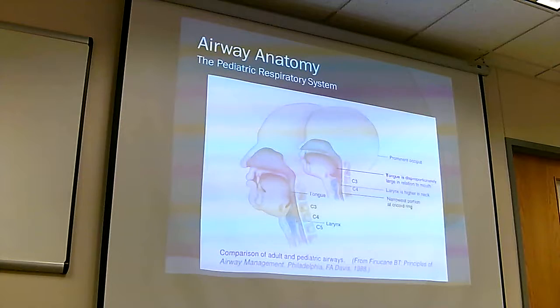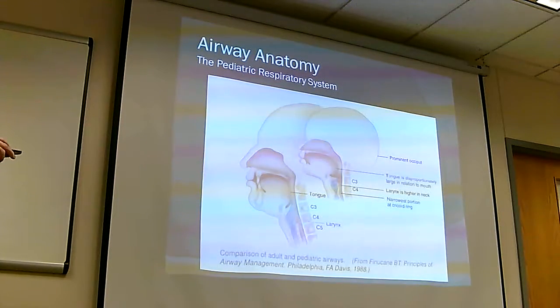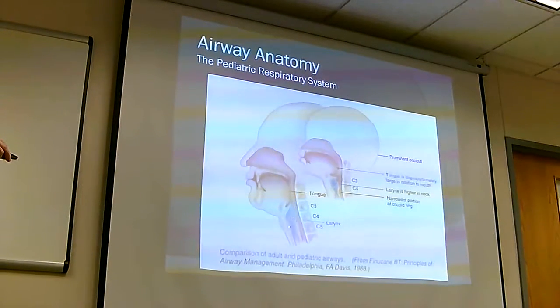And here's a picture of the anatomy of an adult. You can see here the narrowest portion is the cricoid cartilage, and then in an adult, it's right here where the cords are.